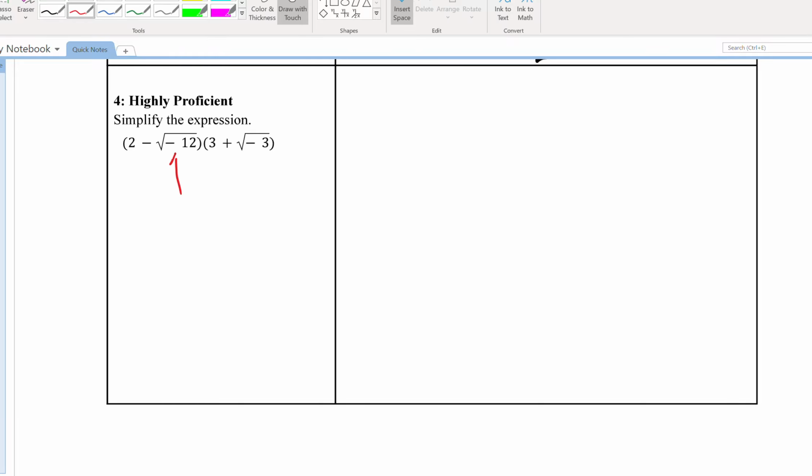But I'm going to first, as I'm stacking them, take care of the fact that I've got a negative under the square root in both of those. So those are going to come out as the imaginary unit i. So I'm going to rewrite this as 2 minus i square root of 12. And then right below that, I'm going to write 3 plus i square root of 3. And all I did was take care of those negatives under the radical. So I took that negative, and those are this i here and this i here.